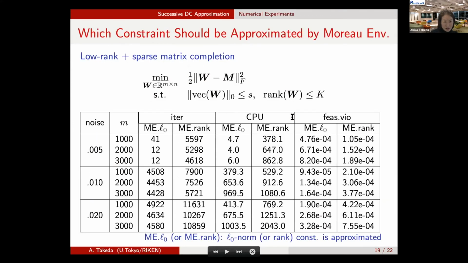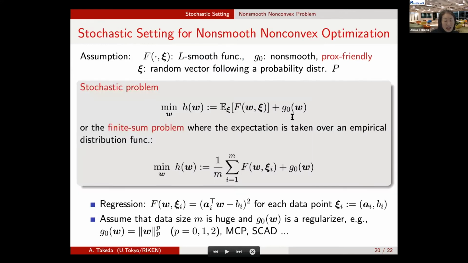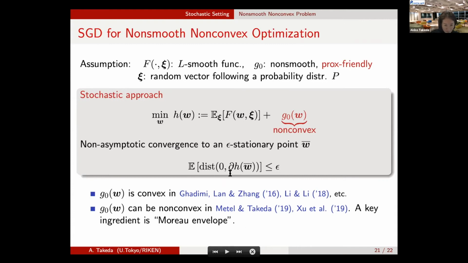Sorry, I do not have enough time to finish this presentation. The stochastic setting is represented like this, or the finite-sum case. M is a super large size. So we want to select some of them because we do not want to compute the gradient for the whole M samples. So we can think of a stochastic approach for the problem.